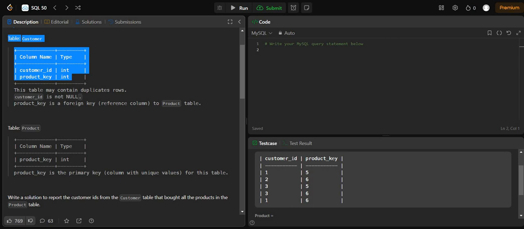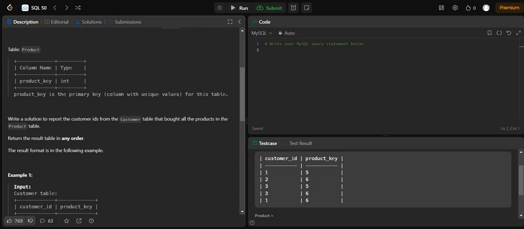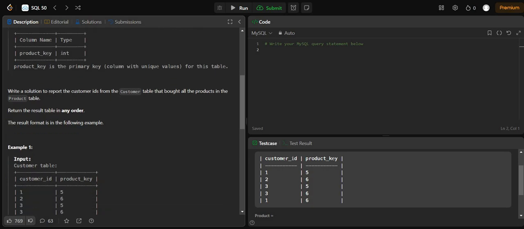And we have a product table which contains a column product key, which is the primary key of that table. Now in this table the customer ID is not null, and this table may contain duplicate values, no issue. Now what we have to do is write a solution to report the customer IDs from the customer table that bought all the products from product table.